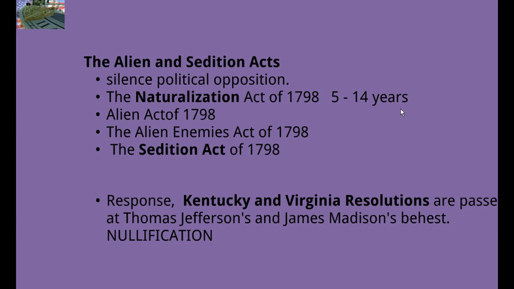The Alien Act of 1798 and the Alien Enemies Act of 1798, all the same year, give the US government the right to punish, imprison, or to deport any aliens, immigrants, foreigners who are suspected of plotting against the US government. And the most controversial and the most important and significant of these acts is the Sedition Act of 1798. This act gives the US government the right to punish, to imprison any American or foreigner, but this applies to Americans.